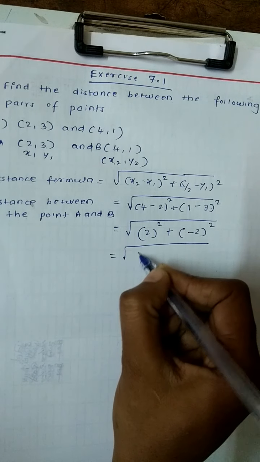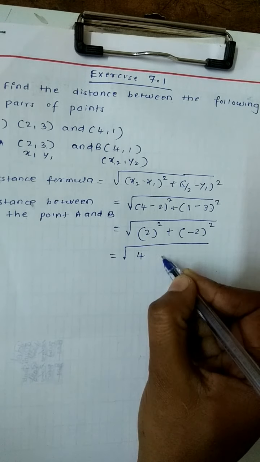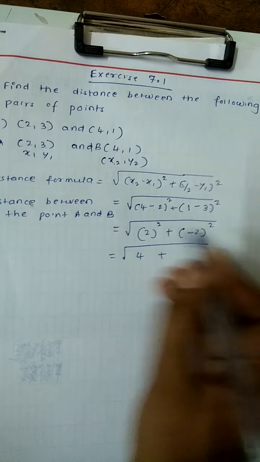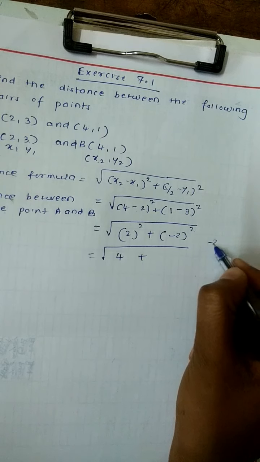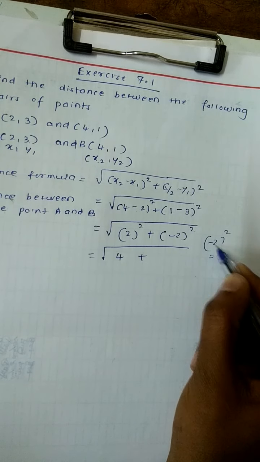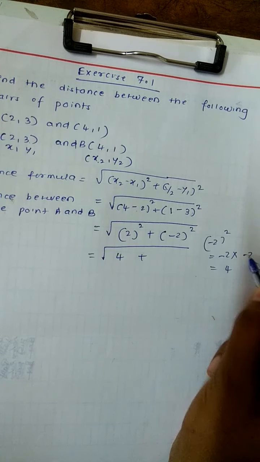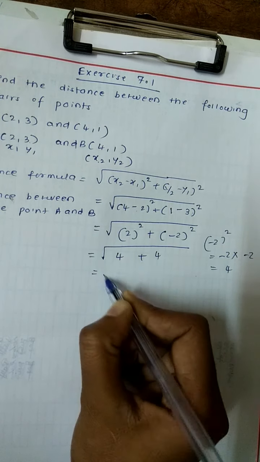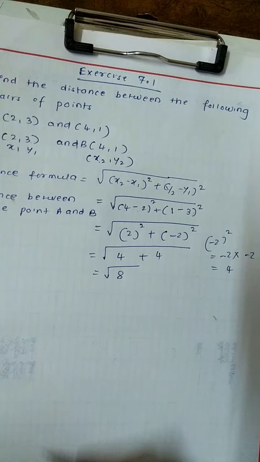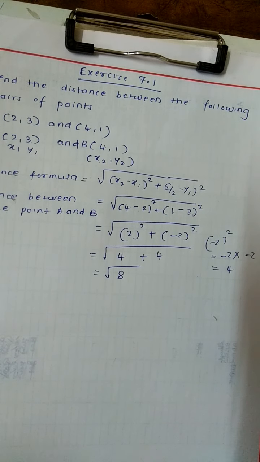2 into 2 is 4. Twice you have to multiply the same number, plus minus 2 into minus 2. Square means you have to multiply the base twice. 2 twos are 4, minus times minus is plus 4. So the final answer is root 8, and root 8 is not a perfect square.